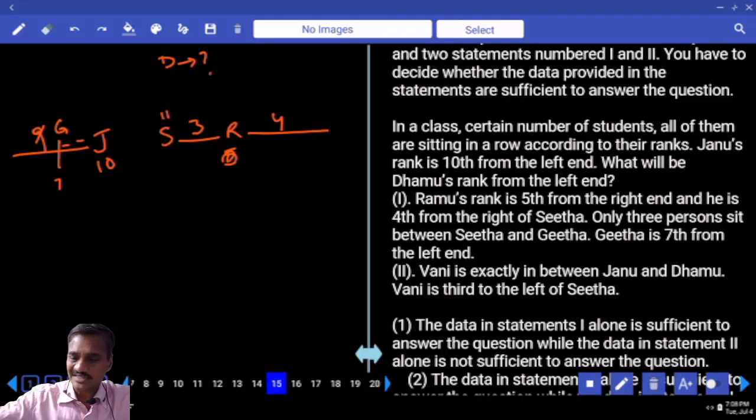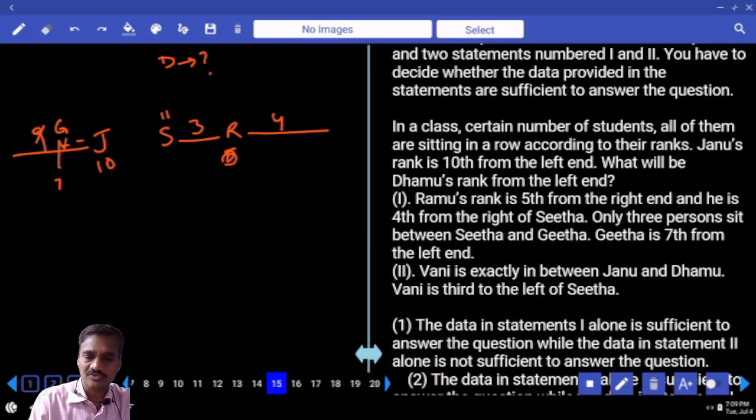And statement 2: 1 is exactly between Janu and Damu, 1 is sitting to the left of Sita. Then also we cannot decide. The information regarding the other people is not given. Then by combining these two, 1 is exactly between Janu and Damu, 1 is to the left of Sita. As 1 is to the left of Sita, 1 must be here.